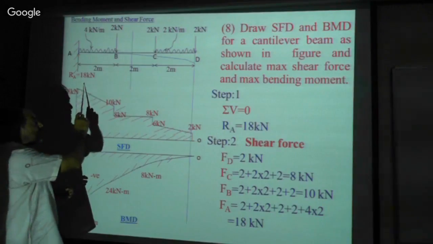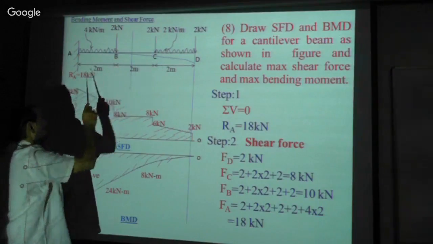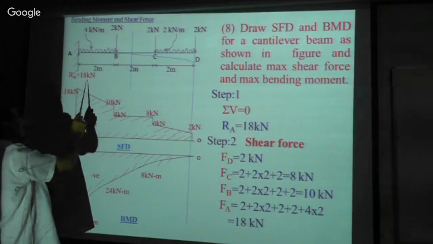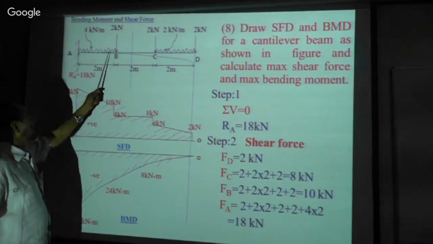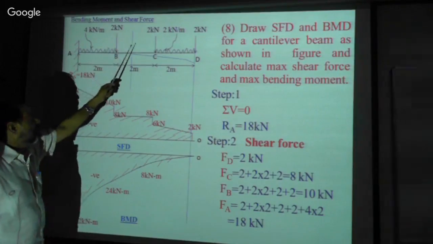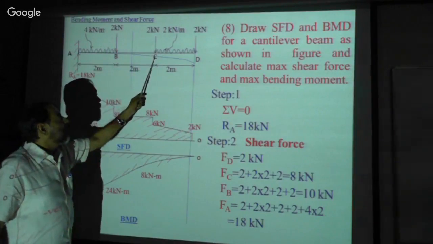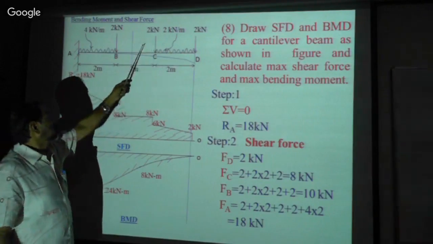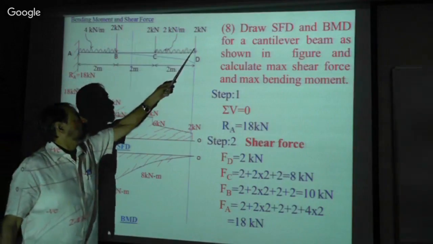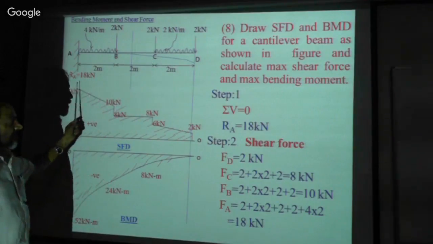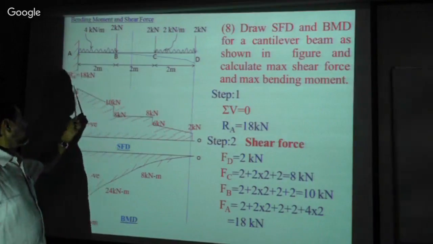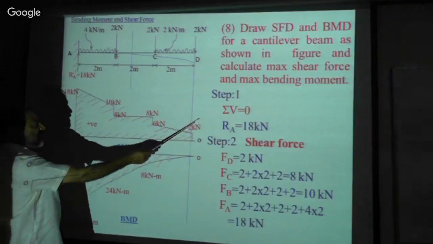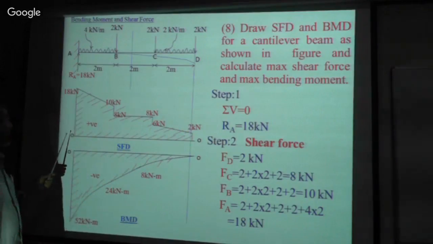It has only one reaction. Therefore, the entire load must be resisted by this support. This is called the reaction. Isn't it? Now, for this reaction, total load: 4 into 2, 8 kN, plus 2, 10 kN, plus 2, 12 kN, plus 4, it is 14 kN. Isn't it? 16 kN plus 2 is equal to 18 kN. The total load taken by this reaction is 18 kN. And immediately after calculating the reaction, now we can plot the shear force diagram.